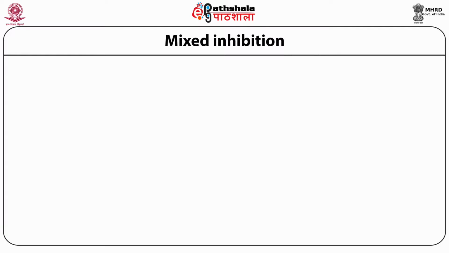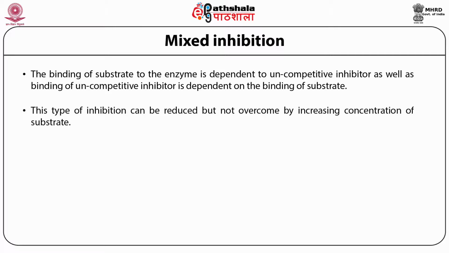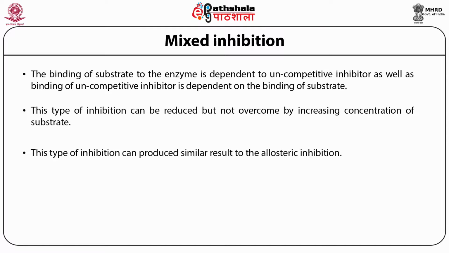After discussion of three types of reversible inhibition, the fourth one is mixed inhibition. If you remember non-competitive inhibition, both binding of inhibitor and substrate are independent. In uncompetitive inhibition, inhibitor binding is dependent on the binding of substrate, but substrate binding is independent of the binding of inhibitor. In mixed inhibition, the binding of substrate is dependent on the binding of inhibitor, as well as binding of inhibitor being dependent on the binding of substrate.